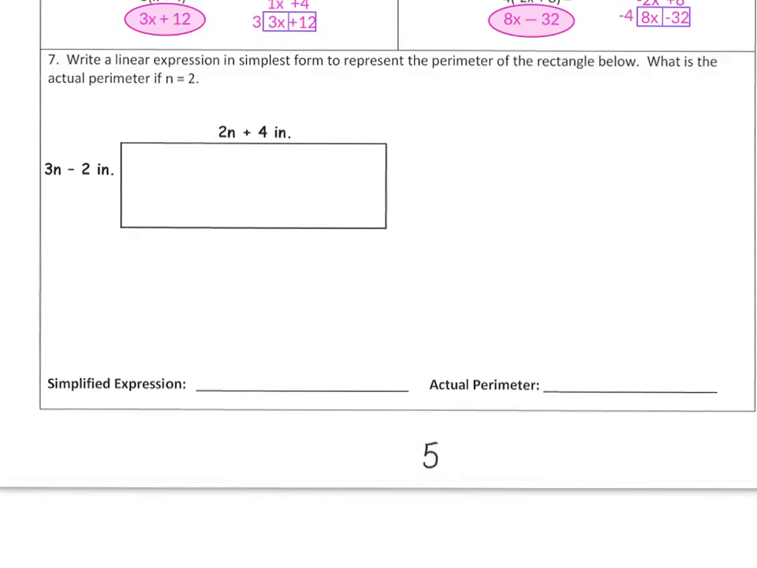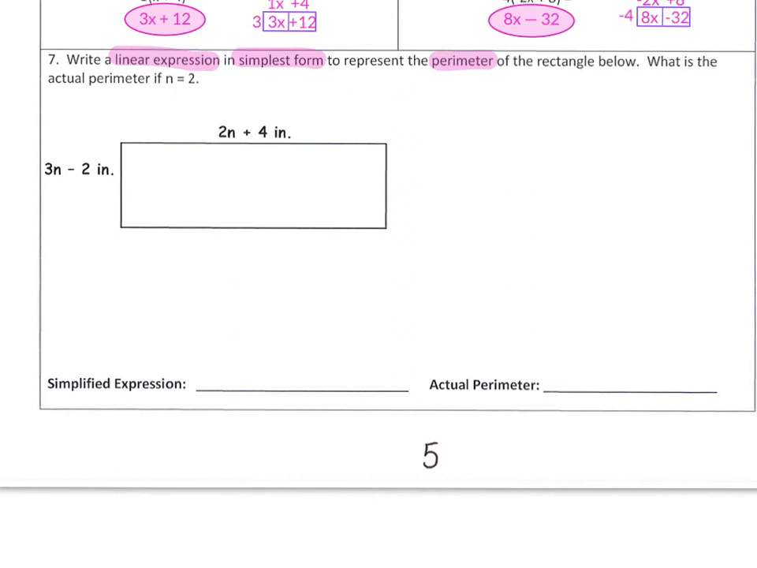Okay, this last question says we need to write a linear expression in simplest form to represent the perimeter of a rectangle, the rectangle below. That's the first part of this question. So the first thing we need to do is just find the perimeter given these dimensions, 2n plus 4 and 3n minus 2. So before we do anything else, I'm going to start with that, writing that linear expression.